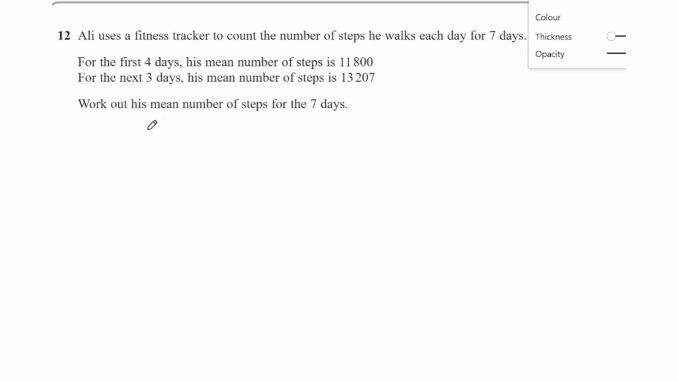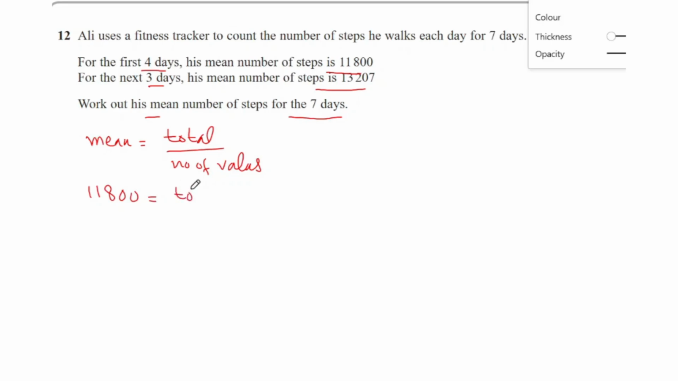Question number 12 says, Ali uses a fitness tracker to count the number of steps he walked each day for 7 days. For the first 4 days, his mean is this. For the other 3 days, his mean is this. Work out the mean number of steps for 7 days. We know that the mean formula is: mean is equal to the total of values divided by the number of values. So we are given the mean here.